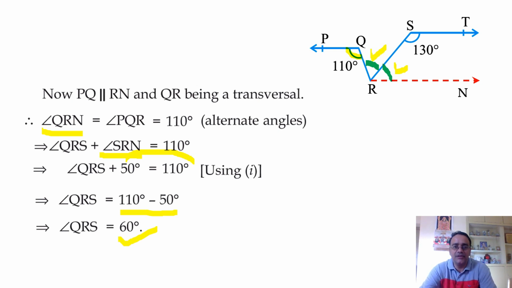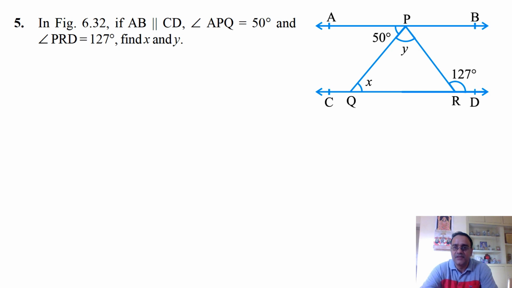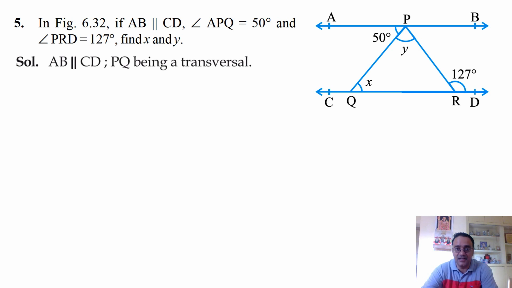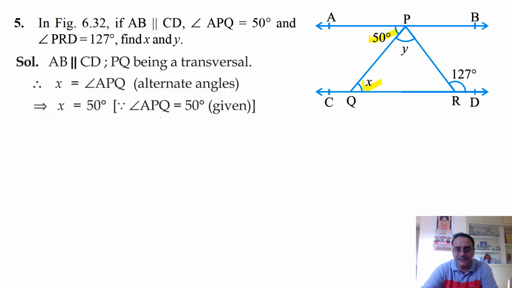Okay, so now the next question, that is question number 5. In figure 6.32, if AB parallel to CD, angle APQ is equals to 50 degree and angle PRD is equals to 127 degree. Find X and Y. Now AB is parallel to CD, it is given, and PQ is a transversal. So this angle X is equals to angle 50 degree. Why? Because alternate interior angles. Okay, now we need to find the value of y.